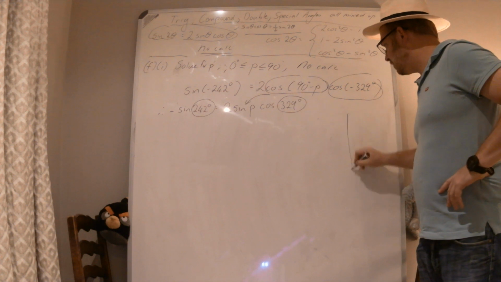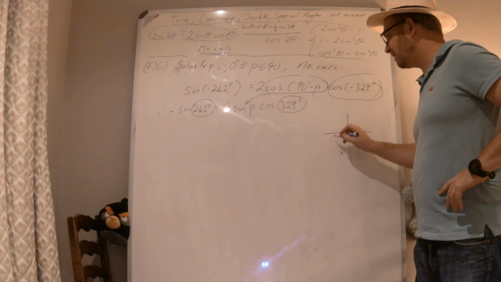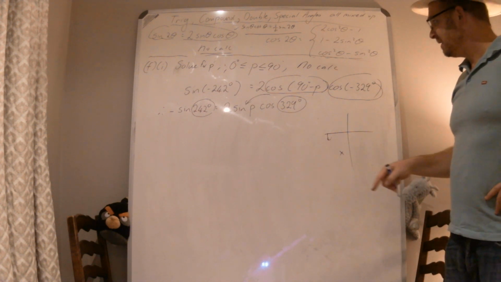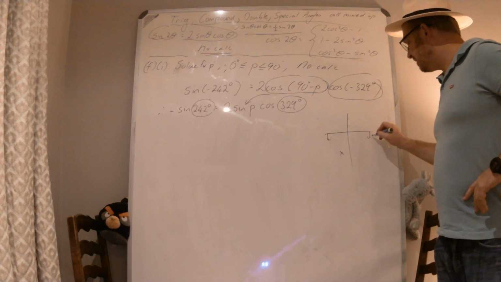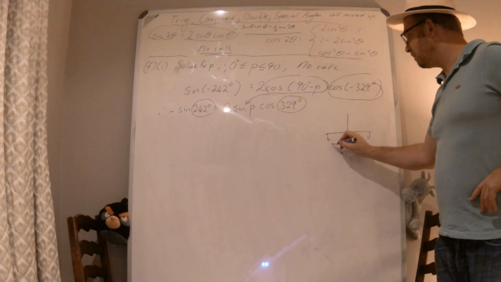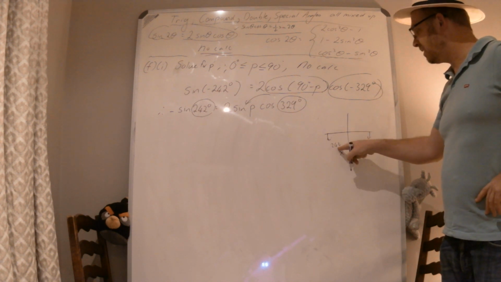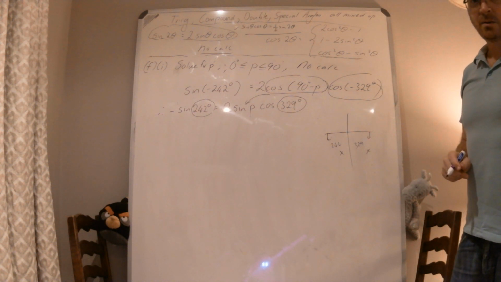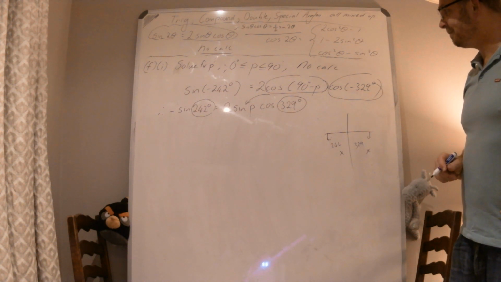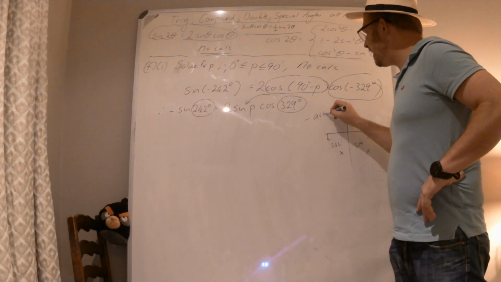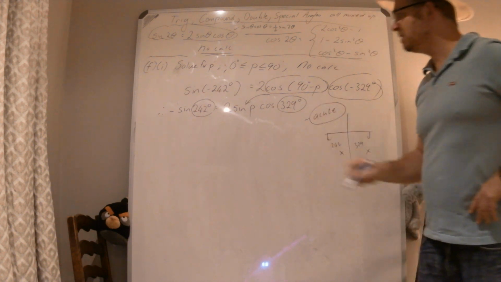Well, 242 is between 180 and 270, so it's in that quadrant, so you're going to write 242 as 180 plus something. And 329 is between 270 and 360, so 329 is over here, 242 is there. 242 is 180 plus something, and 329 is 360 minus something. Okay, off you go, and then use your reduction formula. Why? Because you've got to get everything to acute angles.